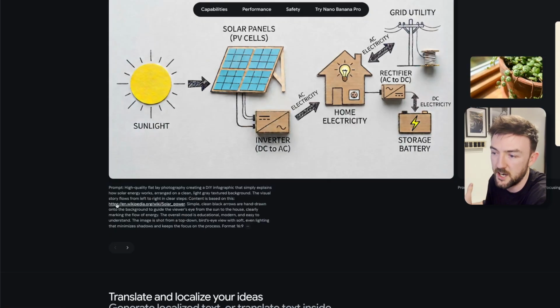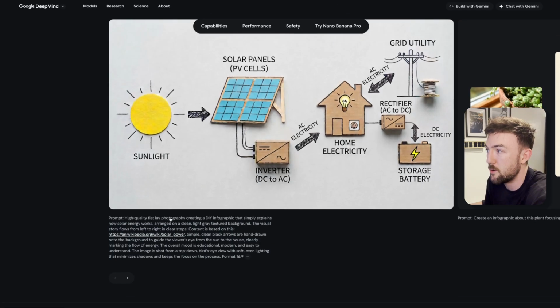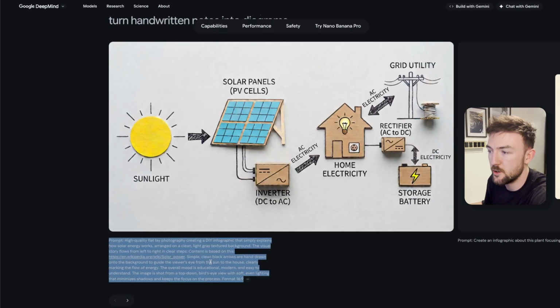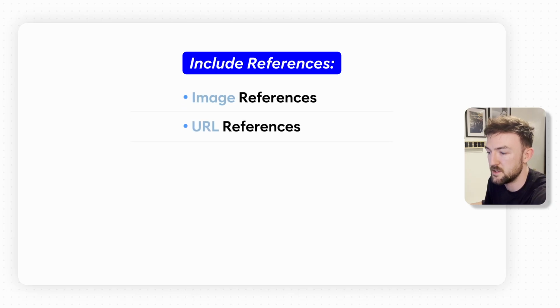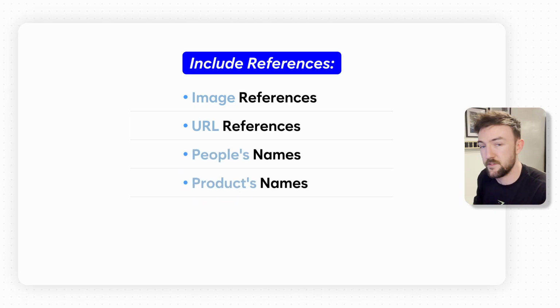If you provide it with a URL, it is going to essentially crawl that URL, analyze it, gather information on it, and help give you the output essentially. So it is great to include references with Nano Banana Pro, whether that is image references, whether that's URL references, whether it's specific people's names, whether it's specific product names. These are all going to help you with the results that you generate from this AI model.